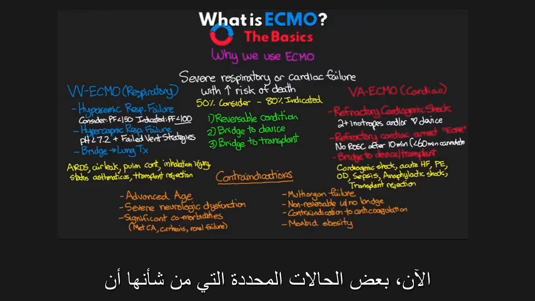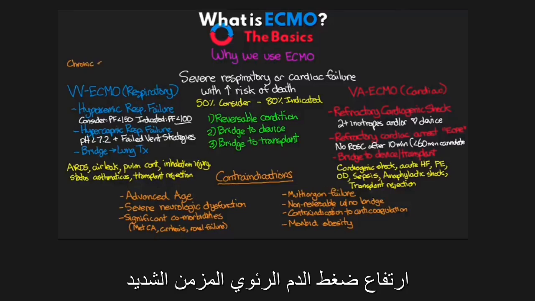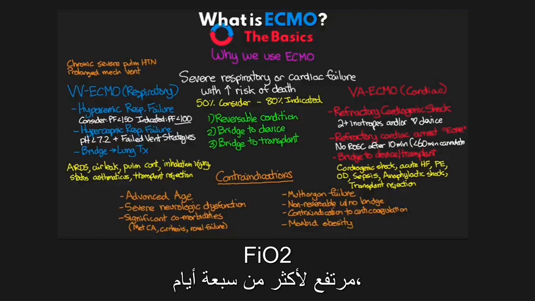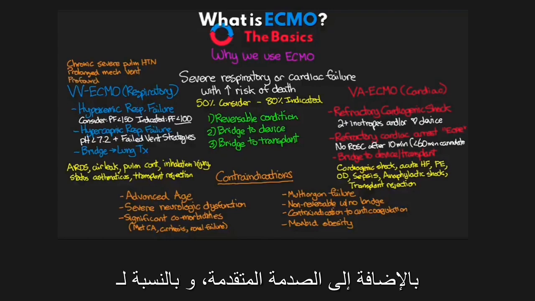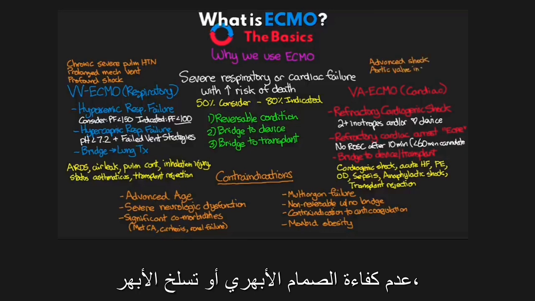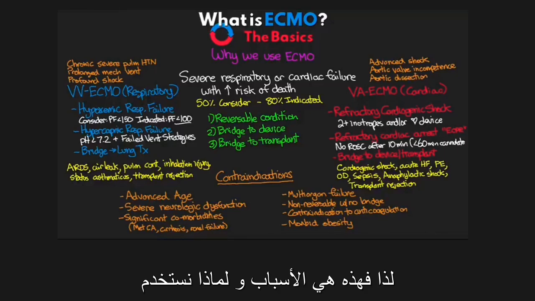Now, some specific conditions that would preclude our patient from getting VV ECMO would be things like chronic severe pulmonary hypertension, if they've had prolonged mechanical ventilation with high pressure and high FiO2 for more than 7 days, as well as advanced shock. And for VA ECMO, it would again be things like advanced shock, aortic valve incompetence, or an aortic dissection. So those are the reasons and why we would be using ECMO.